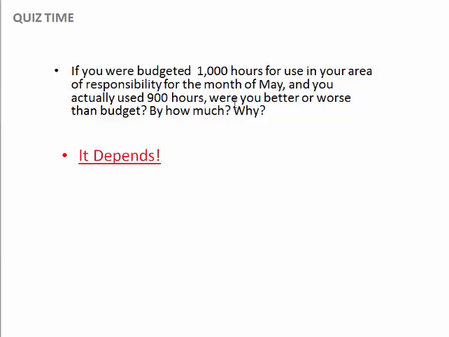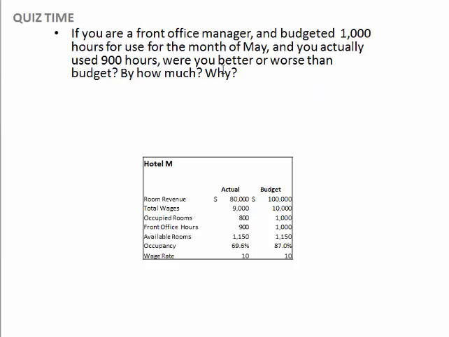We need to understand how many rooms came in relative to budget as well. So knowing the additional information with the same example, if budget was 1,000 occupied rooms and we were budgeted 1,000 hours for the front office, but now we know that we actually had 800 occupied rooms, but we still used 900 hours. Is that a good thing or a bad thing, or how does that adjust?